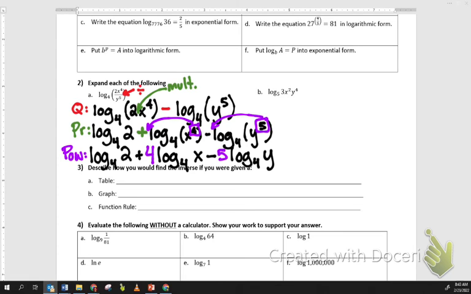And to check to make sure that's fully expanded, I look in my arguments and I say, do I have any division? No, I just have 2, x and y. Do I have any multiplication? Not in my arguments. And do I have any exponents? Not anymore. So that is fully expanded.